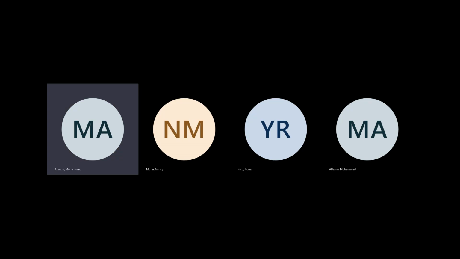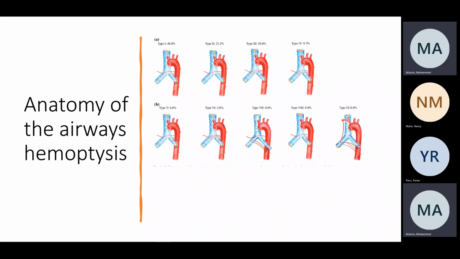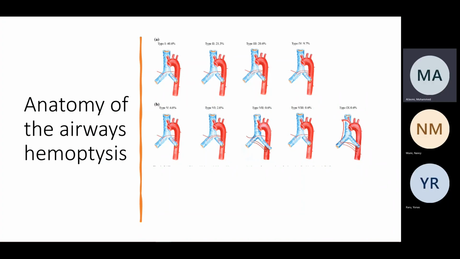So remember that the major source of blood is coming from the bronchial artery. The bronchial circulation is extremely complex. Okay, so it is very heterogeneous where the bronchial arteries come from in the normal population. So A basically up here shows the most common variations of the origin of the bronchial vessels.